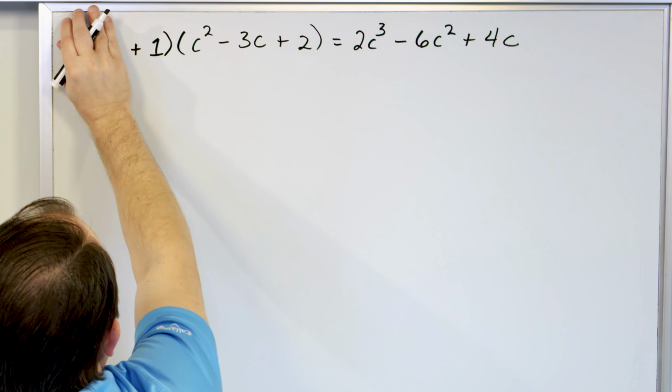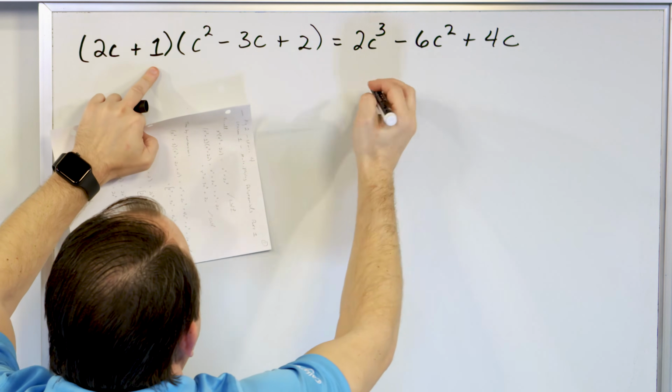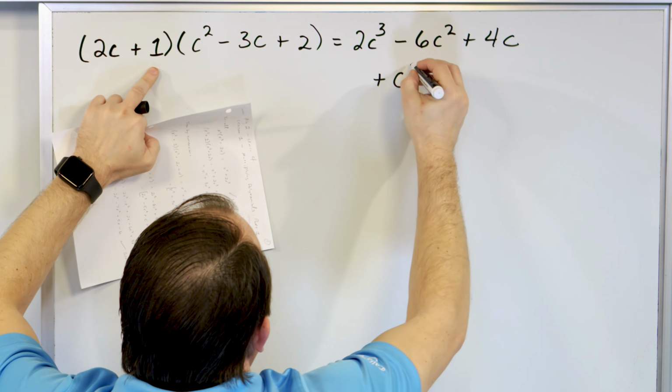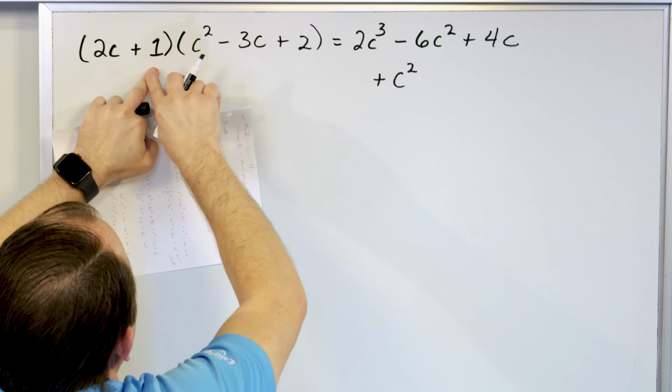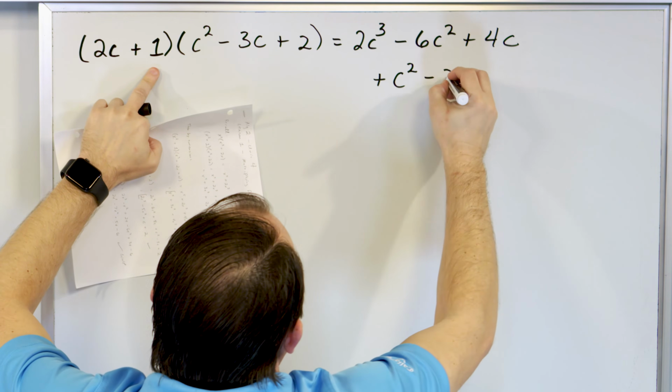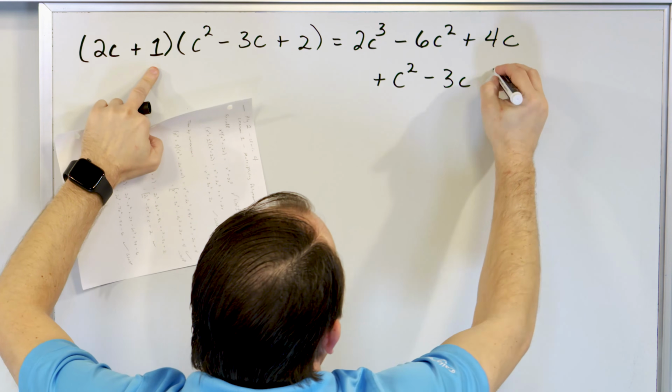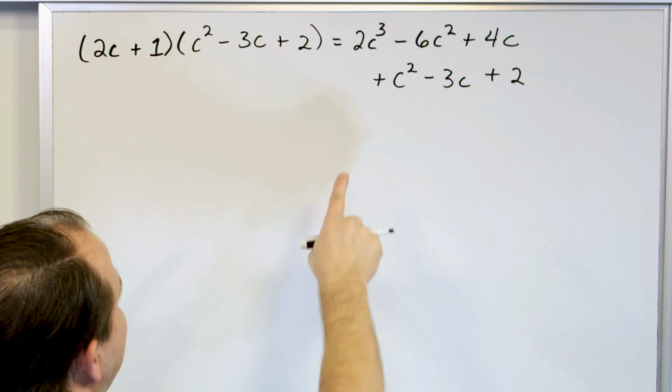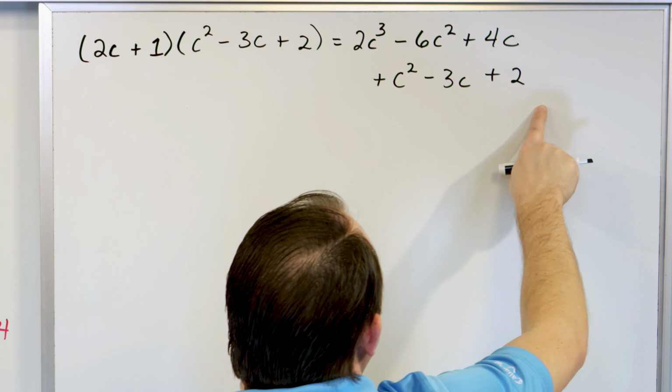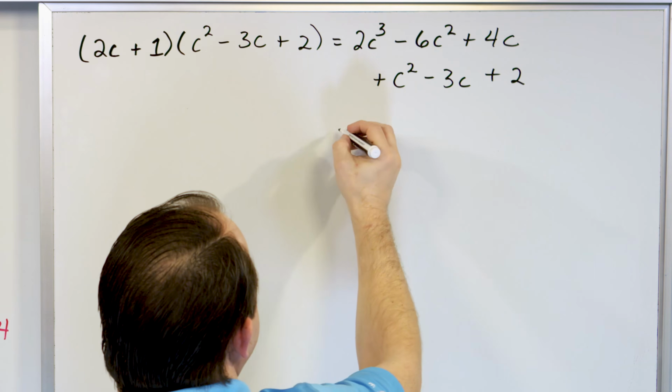But now I'm going to pretend the 2c is not there at all. 1 times c squared will be c squared. 1 times the -3c is -3c. 1 times 2 is 2. So I have all of this stuff plus this stuff. And then all I have to do is simplify terms.